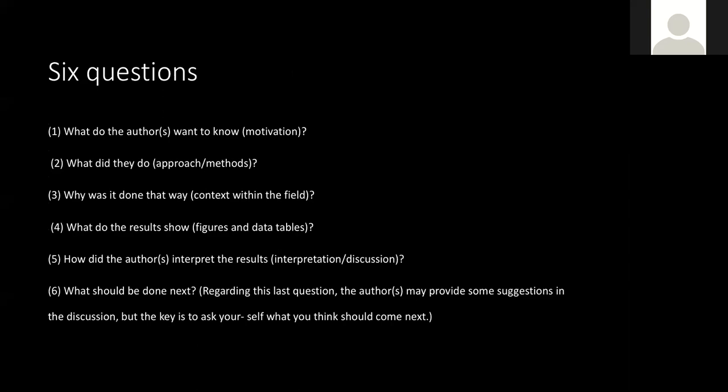So what are the 6 questions you ask before reading the paper? What do the authors want to know, or what do the authors aim to prove? What was their motivation? What did they do? What were their approach and methods? Why was it done that way in context with the field? And what do the results show? How do the authors interpret the results? And what is the thing that you do further beyond reading a paper? What should be done next?